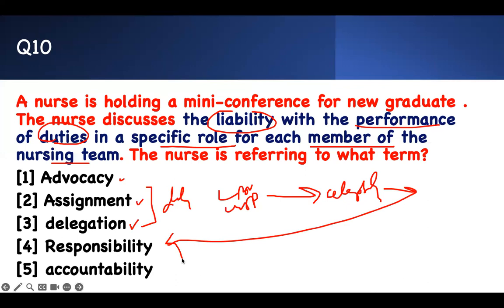So the liability, and if something happens, they are liable for that. So the liability with the performance of that duty in a specific role for each member is a responsibility. When you accepted a task from the nurse, you have assumed responsibility and you are liable for that. The nurse may be accountable, but you are the one who's liable.